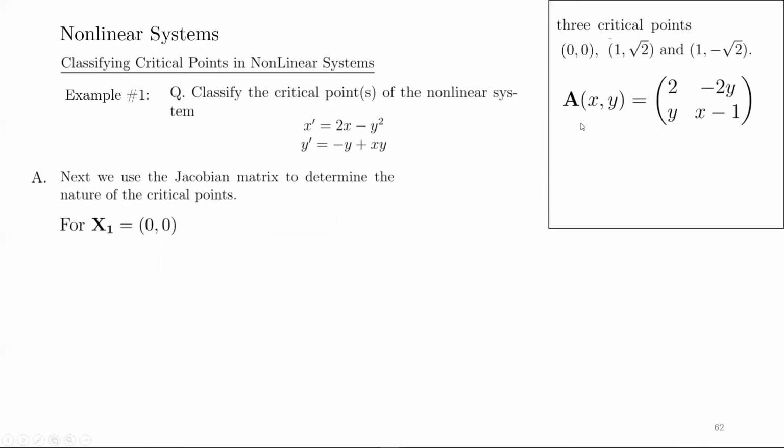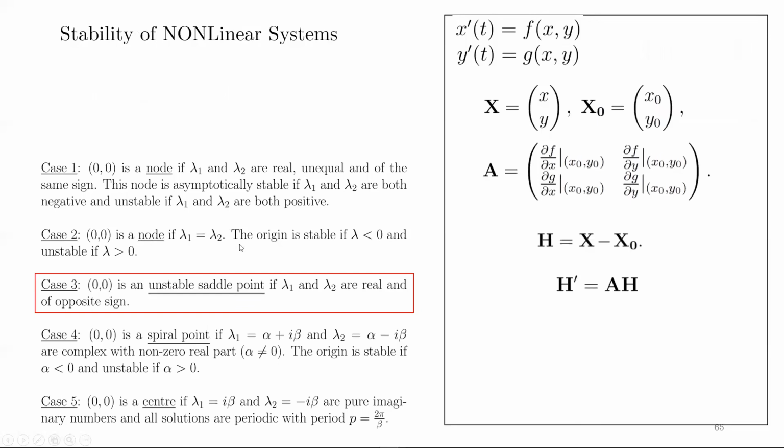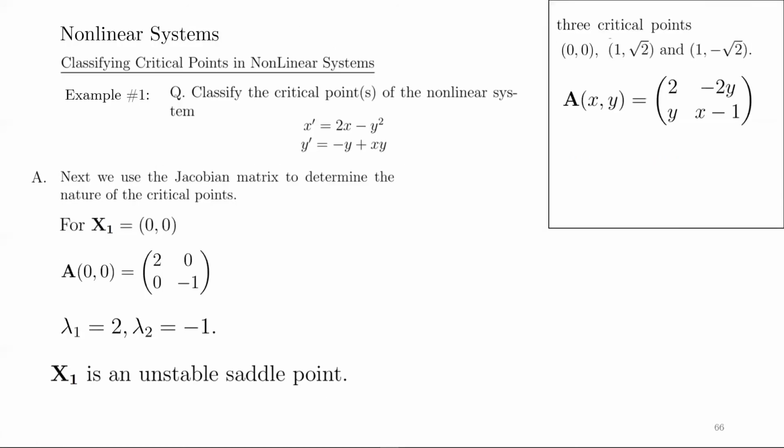So I've got to evaluate this matrix A individually at each of these 3 critical points. Here's my matrix A. Now I have to evaluate it. Let's start with the point 0, 0. If x equals 0, y equals 0, then we have 2, 0, 0, negative 1. This is a triangular matrix, so I can just read the eigenvalues off the diagonal: lambda 1 equals 2, lambda 2 equals negative 1. In that case, I'm going to have an unstable saddle point. So that was an easy one.